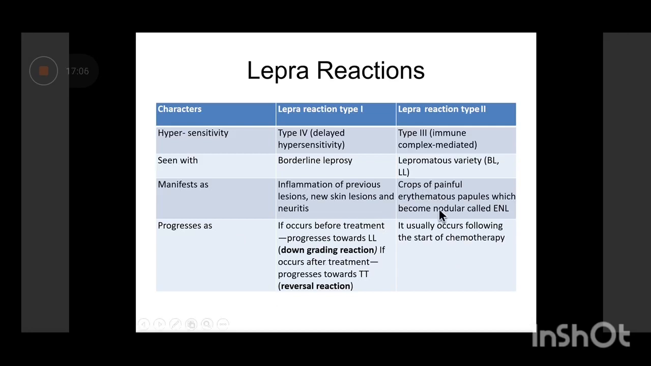Well, in type 2 reaction, there will be appearance of a large number of painful erythematous papules, which appear in crops, and which become nodular, also known as erythema nodosum leprosum, ENL.